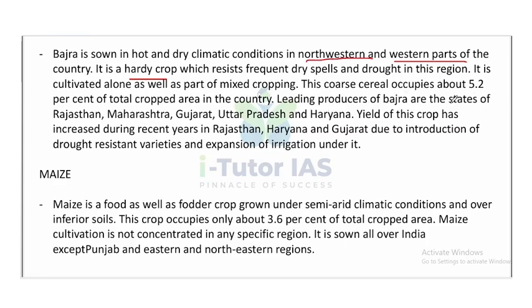Leading producers of bajra are the states of Rajasthan, Maharashtra, Gujarat, Uttar Pradesh and Haryana. Yield of this crop has increased during recent years in Rajasthan, Haryana and Gujarat due to introduction of drought-resistant varieties and expansion of irrigation under it.